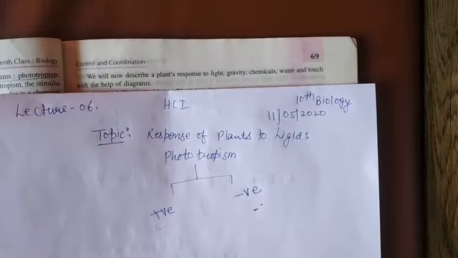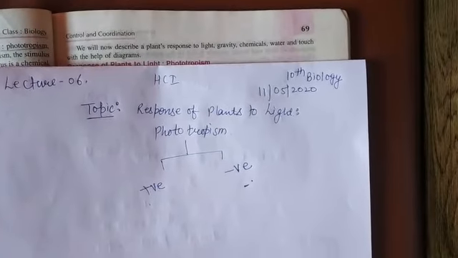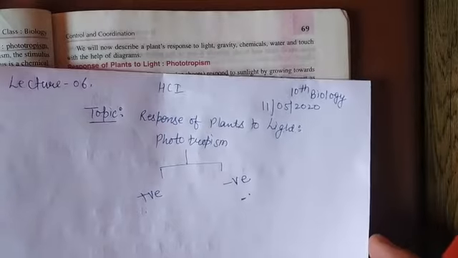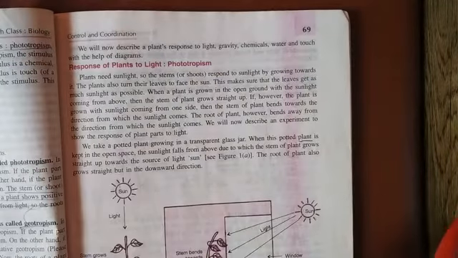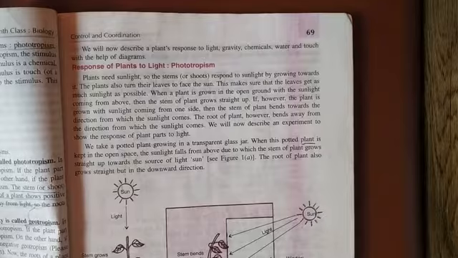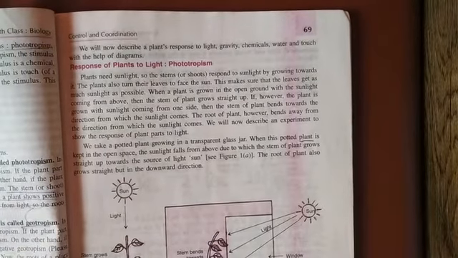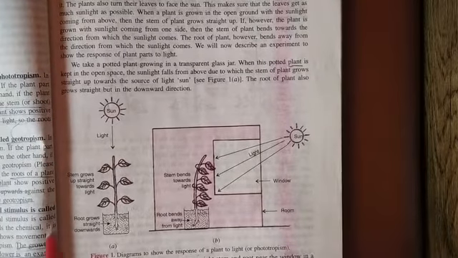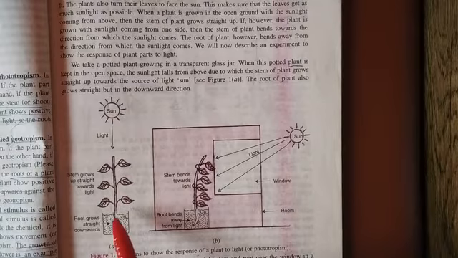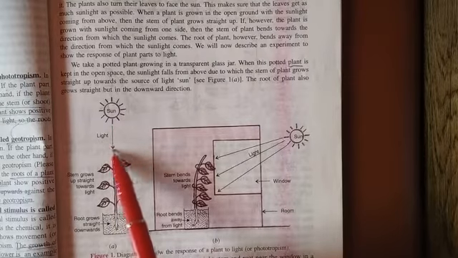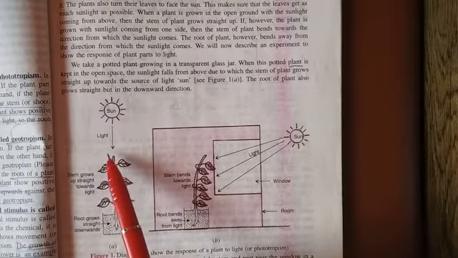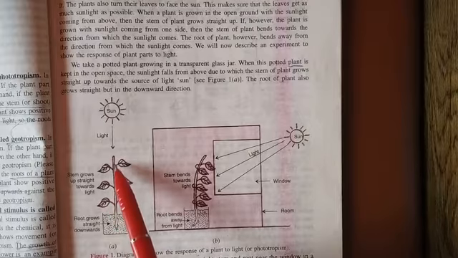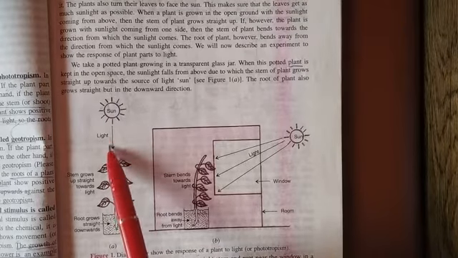This positive or negative phototropism is done under the influence of a hormone, that is the auxin hormone. So here is the activity on phototropism. First of all, we take a potted plant. That potted plant is kept in the open space, where sunlight falls from above and the plant grows straight toward the source of light, that is the sun.